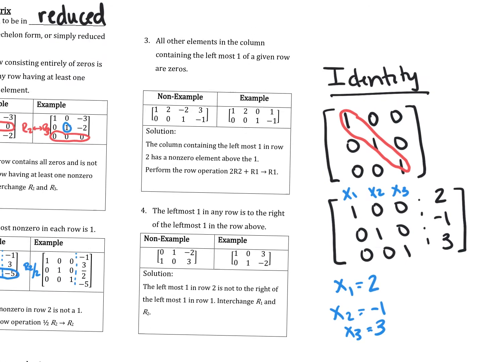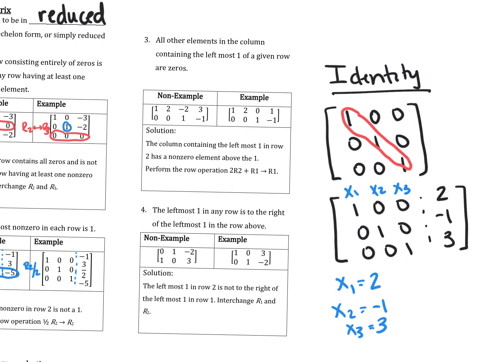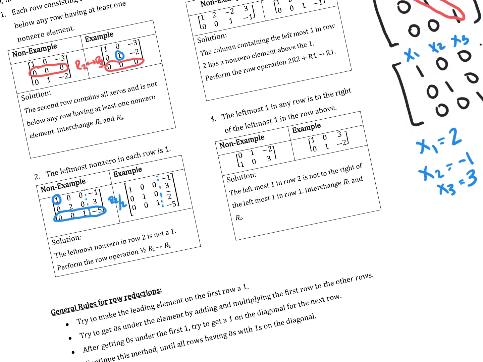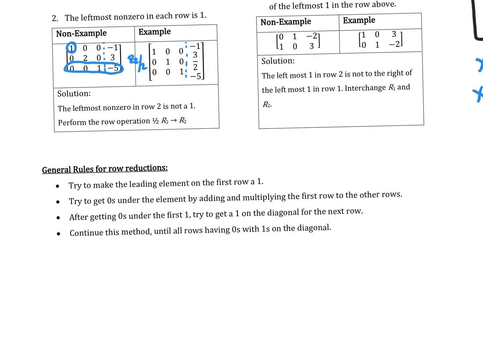So the general rules we're going to follow for this are going to be these right here. Here are our general rules for row reductions. We're going to try to make the leading element of the first row a 1. So when we start this, we always want to try to make the leading element a 1.